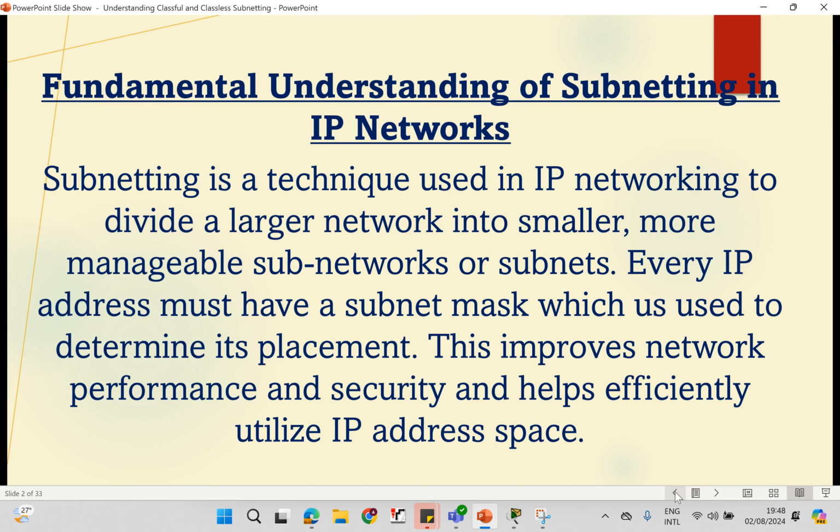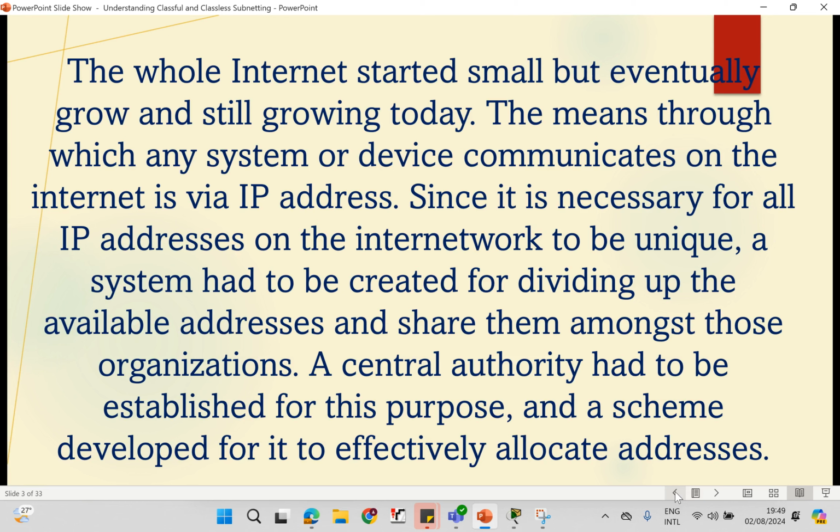So IP addressing and subnet mask is used for the identification of devices on a network. This improves network performance and security and helps efficiently utilize IP address space. You will keep understanding some things as we proceed. The whole internet started small, but eventually grew and is still growing today.